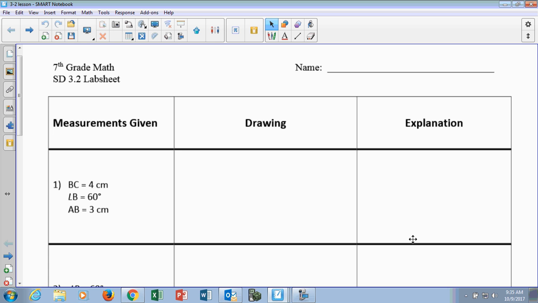So you're going to draw them. Notice they give you side lengths and angle measurements. Remember, we've already had practice constructing these triangles, right? In that drawing column, you're going to begin constructing those triangles and then tell me in the explanation side if it is a triangle, why, and if it isn't, why.